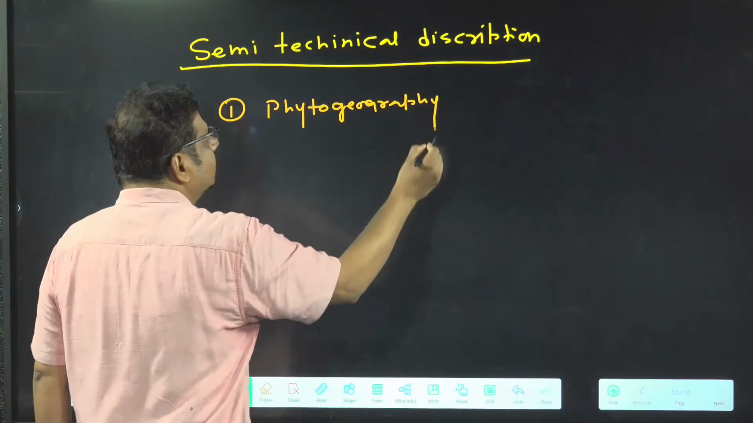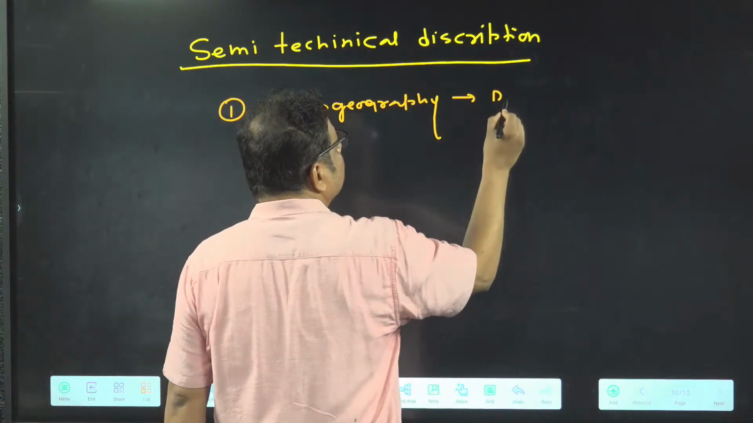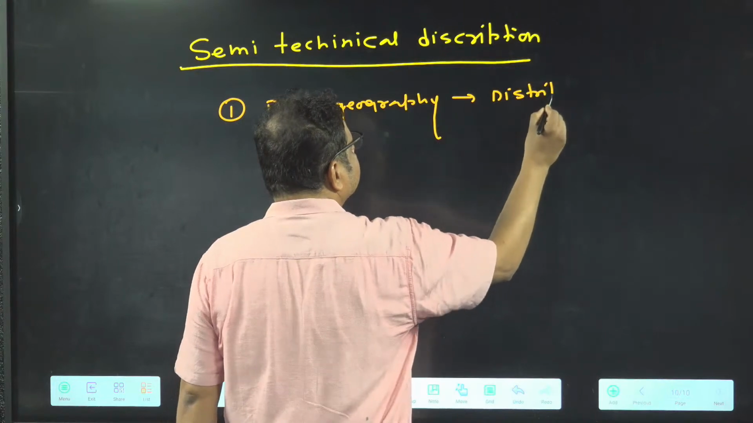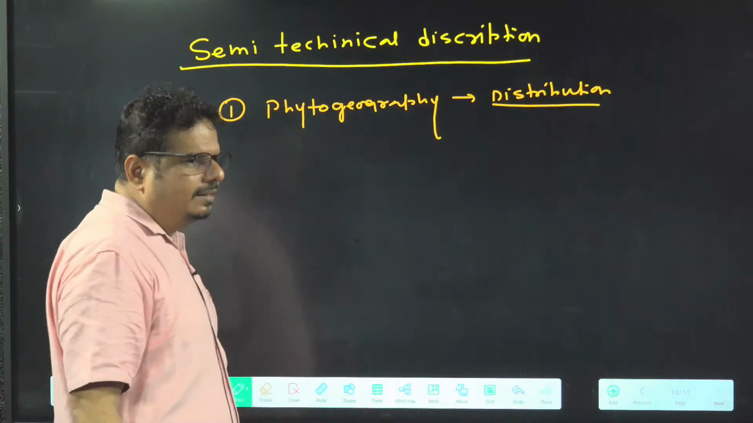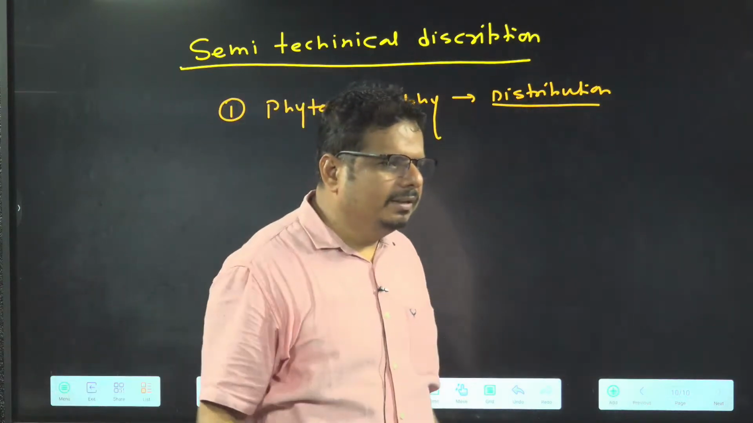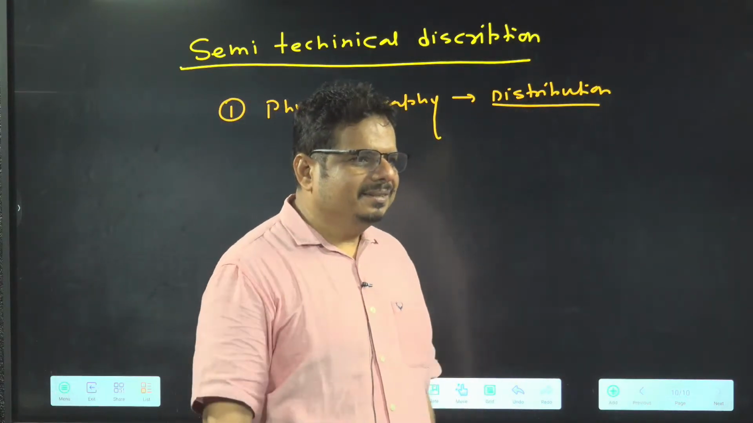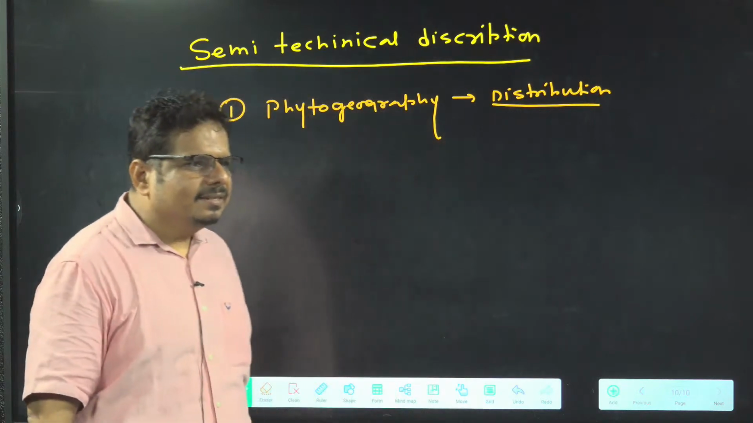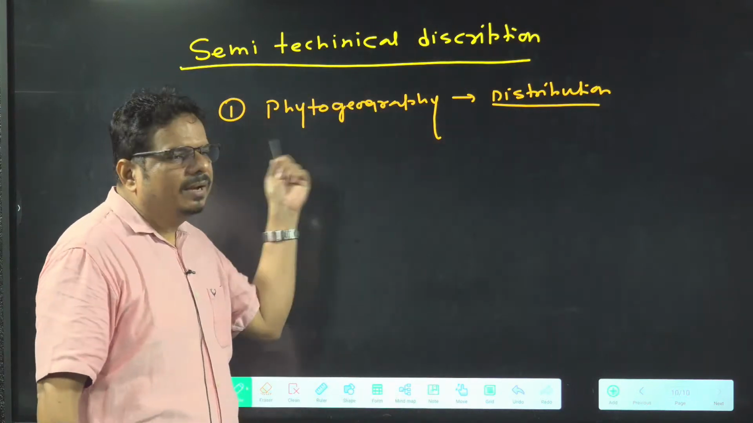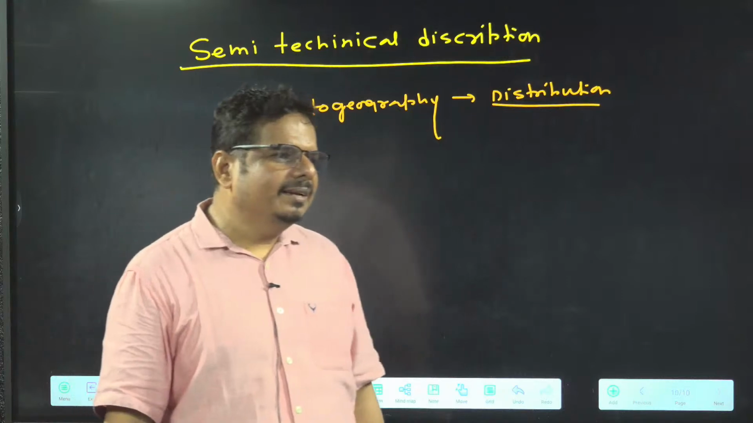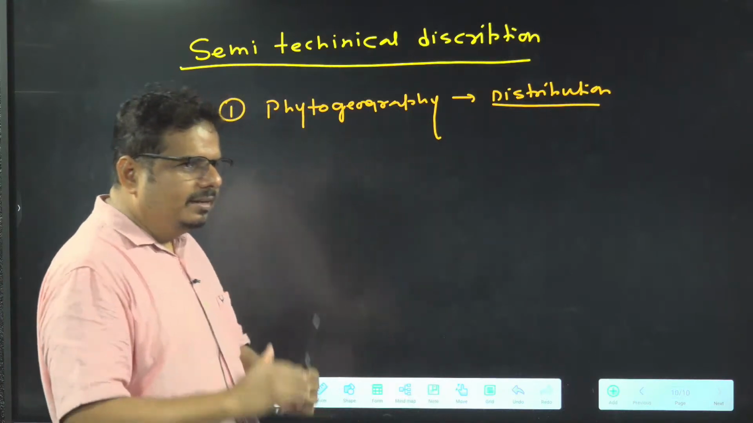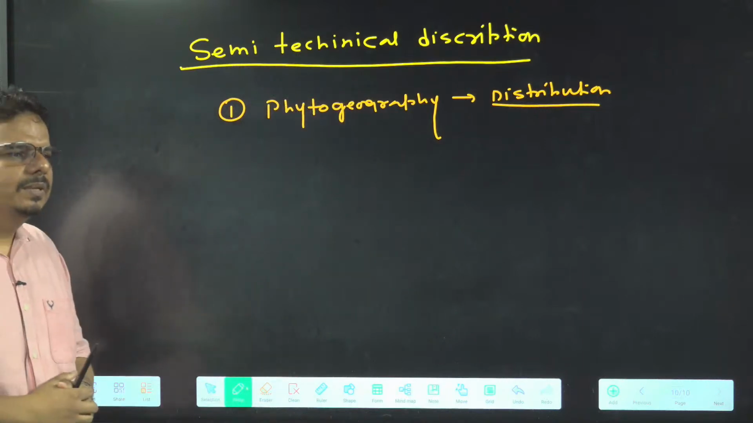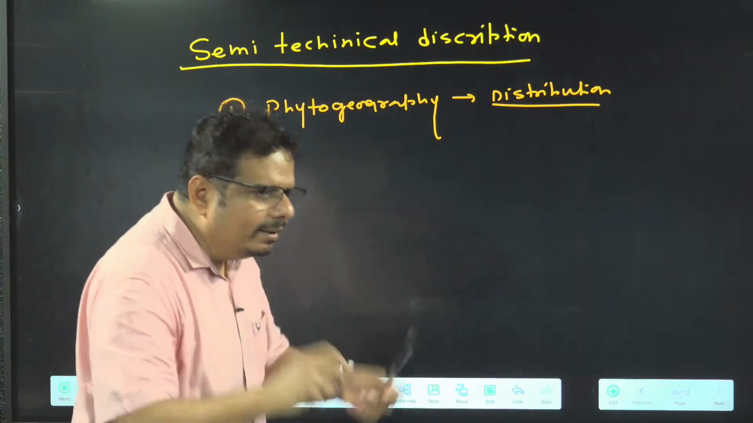Phytogeography means what? We are talking about distribution. So you will say, sir, this plant is present in this part of the world, in this climatic condition. If you are saying this, you are talking about phytogeography. Clear? All right. So when you are describing a family, we start from here: their distribution, where it is present on earth.